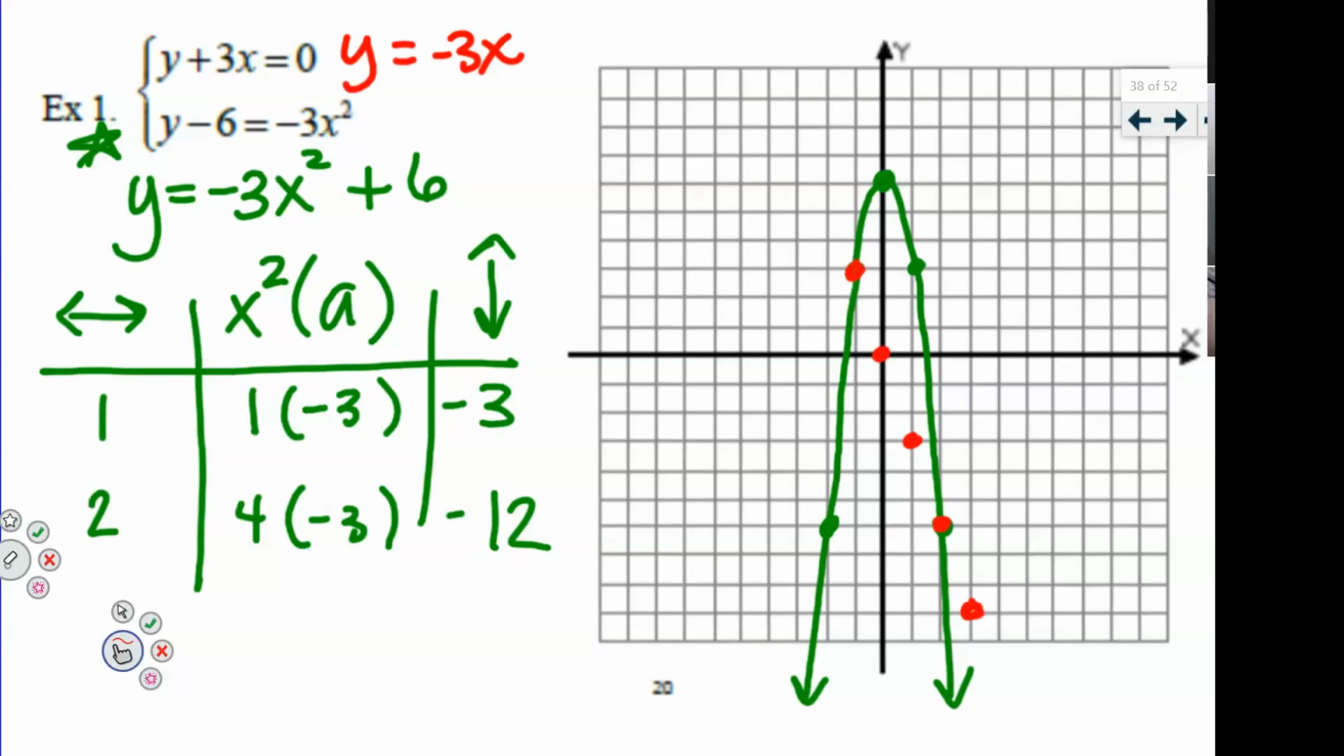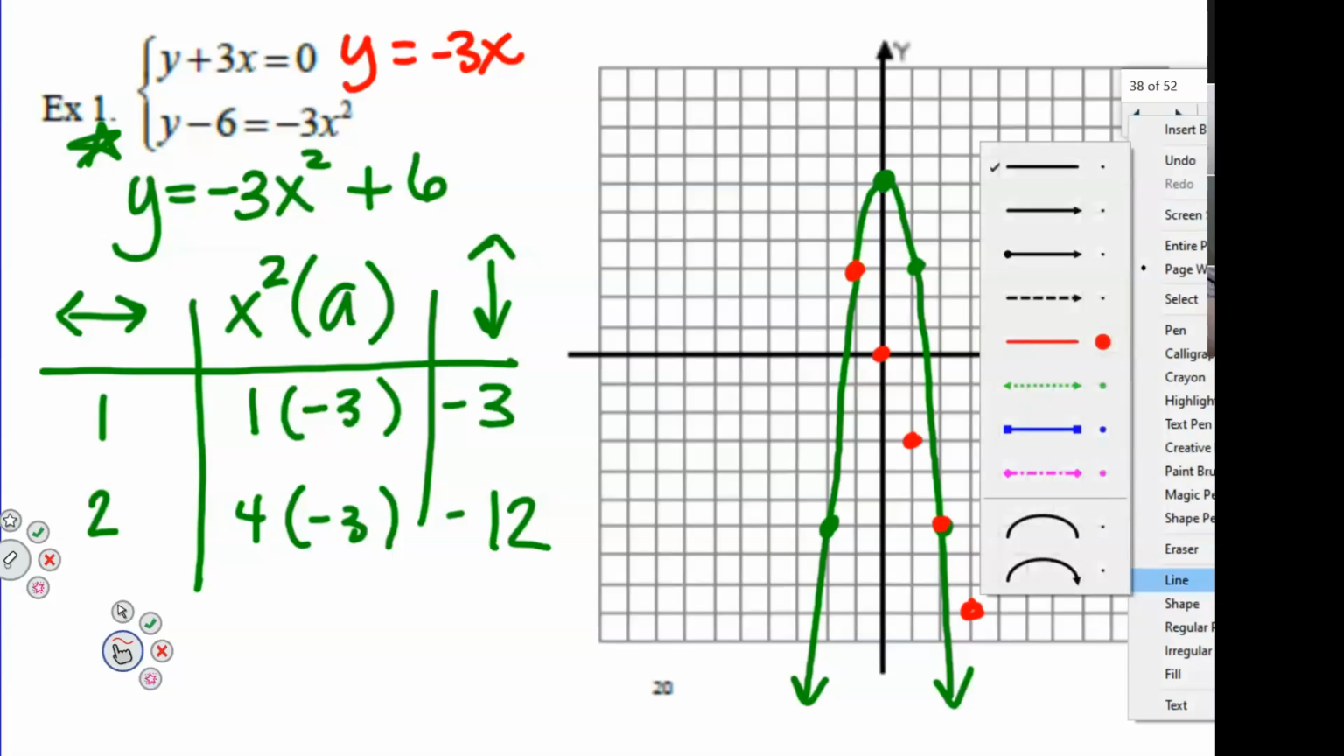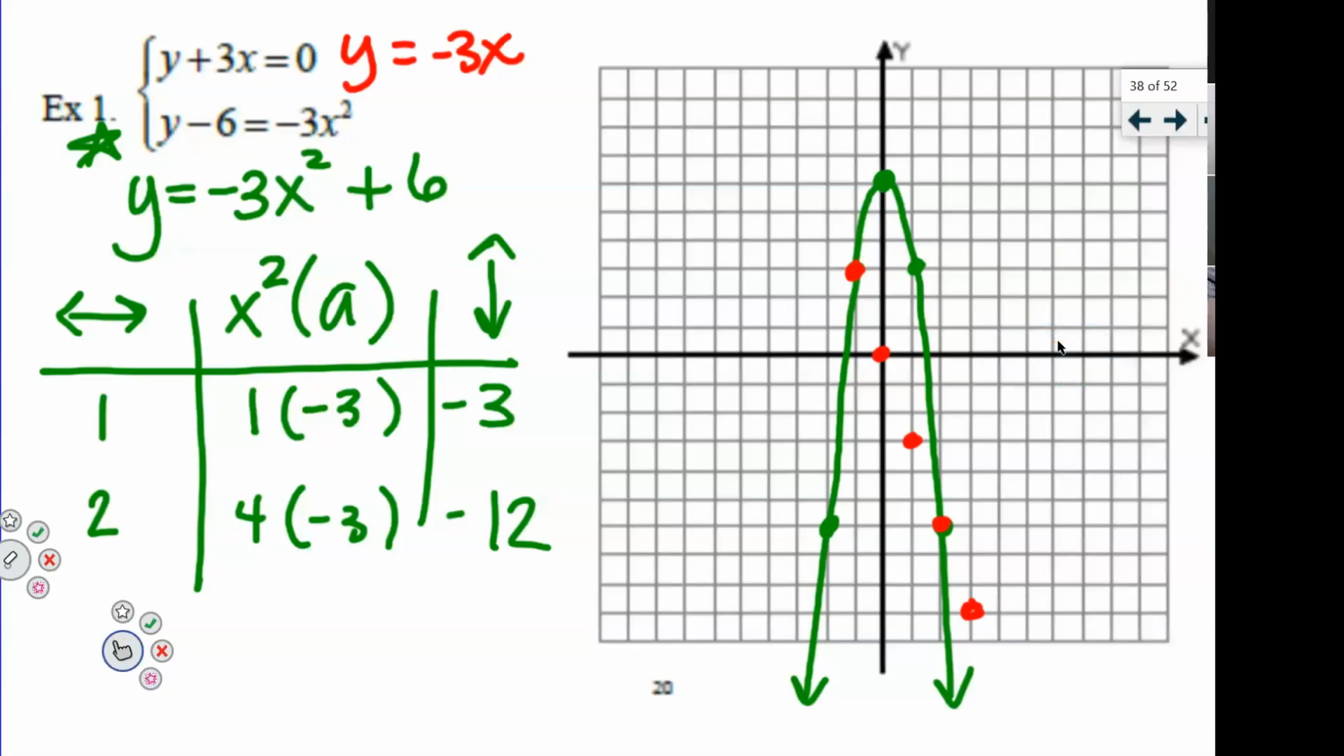Okay, so let's see if I do not have to exit full screen. I do want a line, and that will work for me. And I take it back, it doesn't work for me.